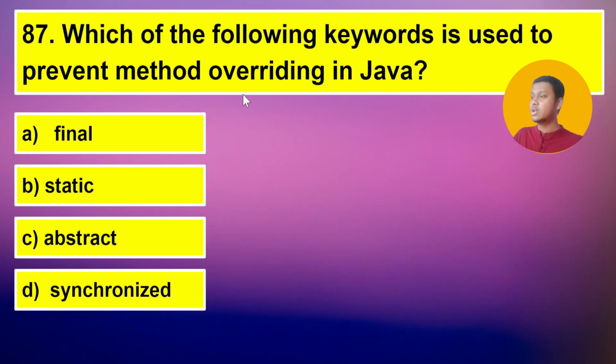Our next question is, which of the following keywords is used to prevent method overriding in Java? Final, static, abstract, or synchronized? So here the correct answer is final.